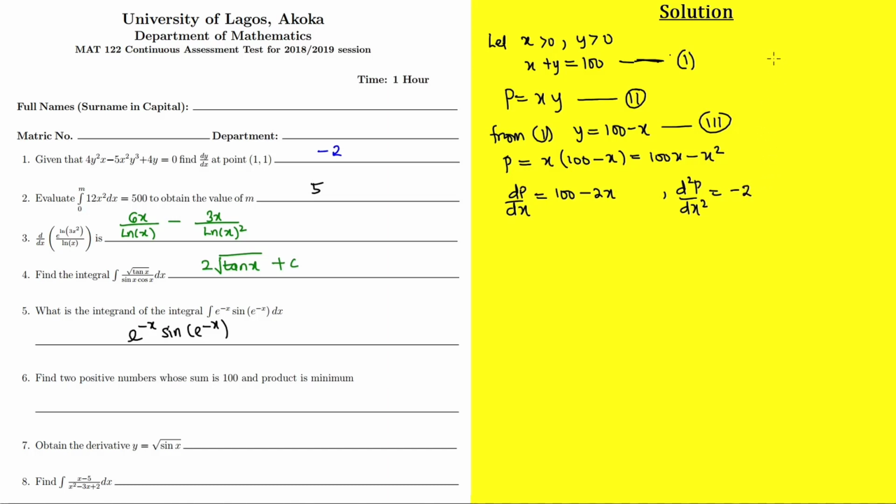And you know that if the second derivative is negative, that means I'm going to have a maximum. And if the second derivative is positive, that means I'm going to have a minimum. So this occurs when your second derivative is negative, and this occurs when your second derivative is positive. If the second derivative is positive, we are going to have a minimum. If it's negative, we are going to have a maximum.